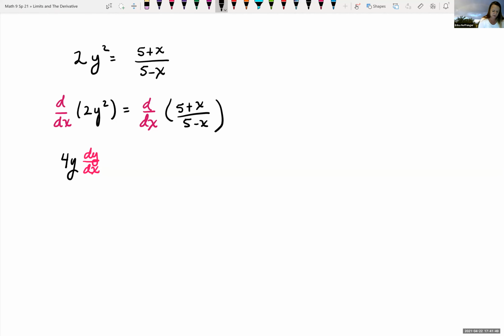is equal to, so we have to use the quotient rule here on the right-hand side. So derivative of the numerator, which is 1, times the denominator, 5 minus x, minus the numerator, 5 plus x, times the derivative of the denominator, negative 1, all over that denominator, 5 minus x, quantity squared.